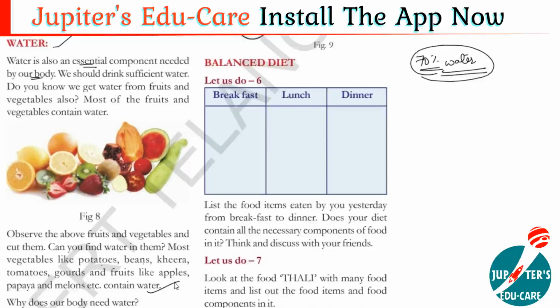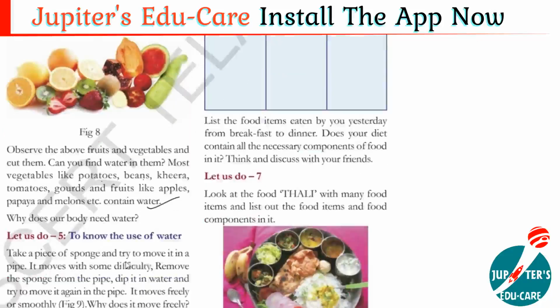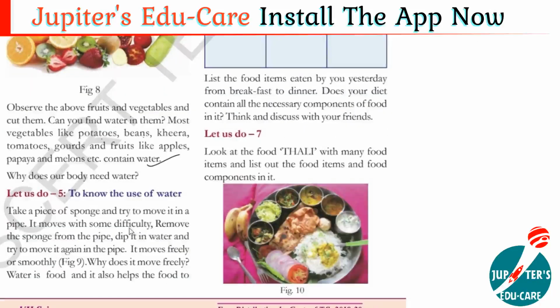Water-rich foods: in the summer season, coconut water, watermelon, muskmelon, cucumber. If you see these, you can observe more water present in that food material. When we consume these, we can get water along with the nutrients. See here, why does our body need water? Let us know that.